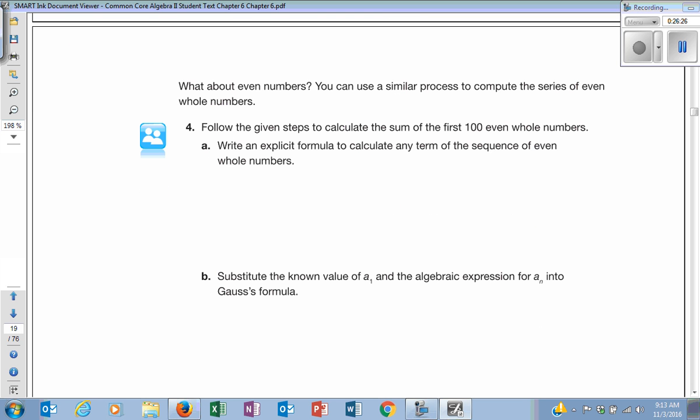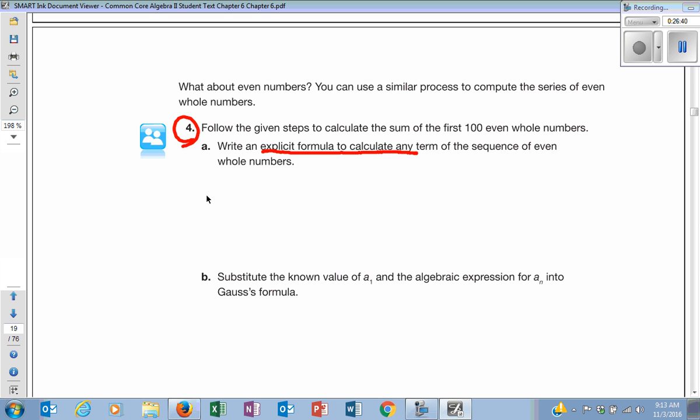All right? You should try number 4 for homework. Again, I'm going to try to skip this. The first thing I need to do is write an explicit formula for even numbers. Actually, scratch that.